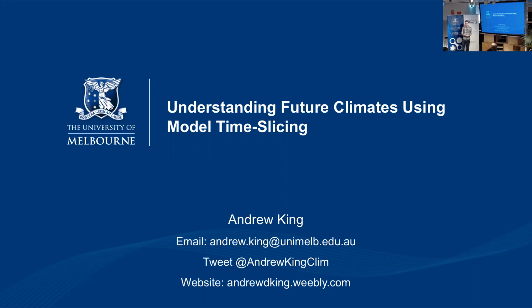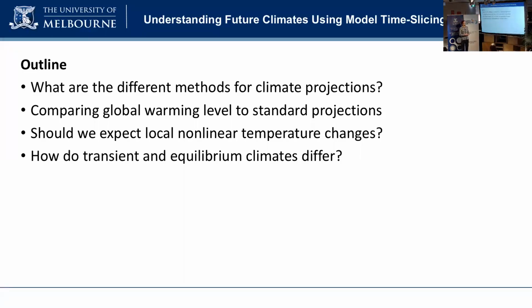So today I thought I'd talk about climate projections and different methods for making climate projections, and specifically talking about one method which is called model time slicing, and compare it with other approaches. Okay, so I'm going to talk about some of the different methods used just quite briefly before comparing different methods for projections in terms of their uncertainties, what that means for actually how we make and interpret climate projections.